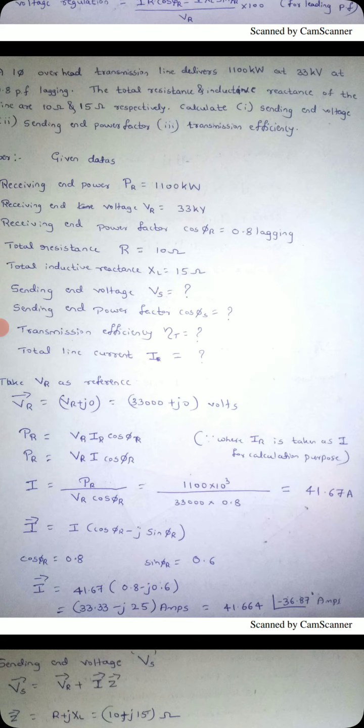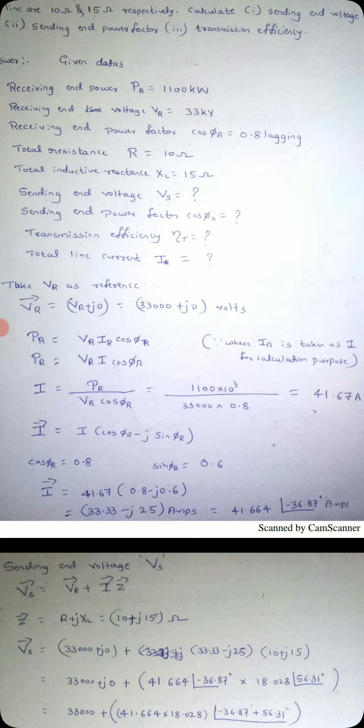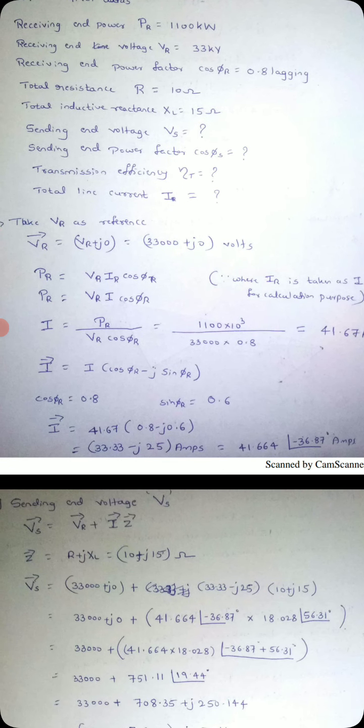Once I have 41.67 amps as the current, I need the actual current in complex form. Cos phi r is given as 0.8, so phi r is cos inverse of 0.8. The I vector is I cos phi r minus j sin phi r. Since cos phi r is 0.8, sin phi r is 0.6. By putting those values, the vector form of I is 41.664 at angle minus 36.87 degrees. I have taken the angle as negative because lagging current lags the voltage.